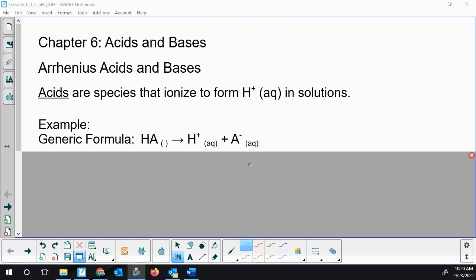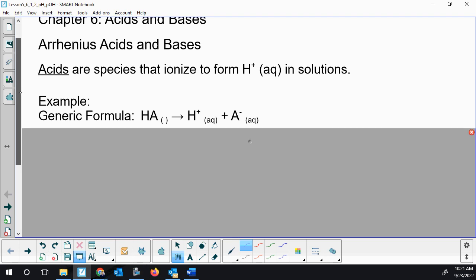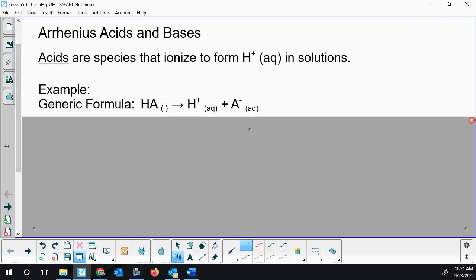So we're going to be using all our acid and base knowledge, or building upon our solution knowledge, and applying it to acids and bases for the rest of this chapter. So we've got a lot of lessons on acids and bases. We're starting with Arrhenius's definition, and then we're going to go into modified Arrhenius a little bit. This will set us up for Chem 30, where we'll do Bronsted-Lowry's definition of acids and bases.